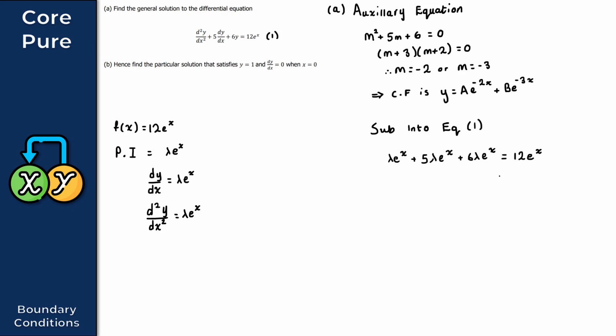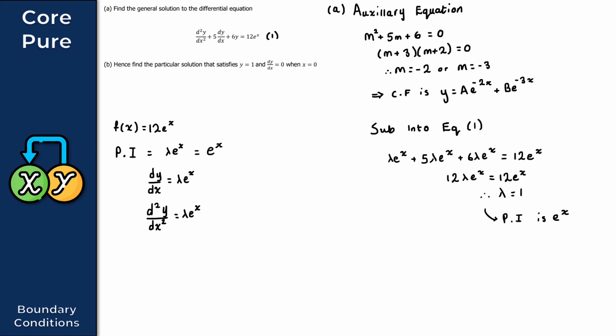If we simplify the left-hand side, we get 12 lambda e to the x is equal to 12e to the x. In that case, we can see that lambda is equal to 1. So our particular integral, with lambda equals 1, is just 1 times e to the x, which is just e to the x. I'll make a note here: the particular integral is e to the x.